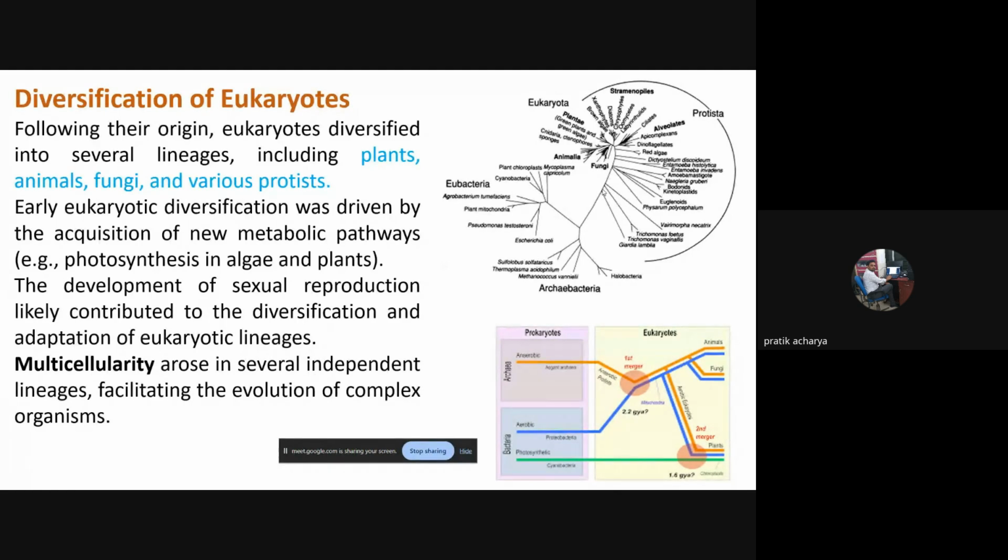That's why an organism has to show multi-dimensional adaptability to accommodate itself with the changing environment. Otherwise, it will be difficult for the organism to survive. So this is the major diversification of eukaryotic cells. They diversified into plants, animals, fungi, and various protists.